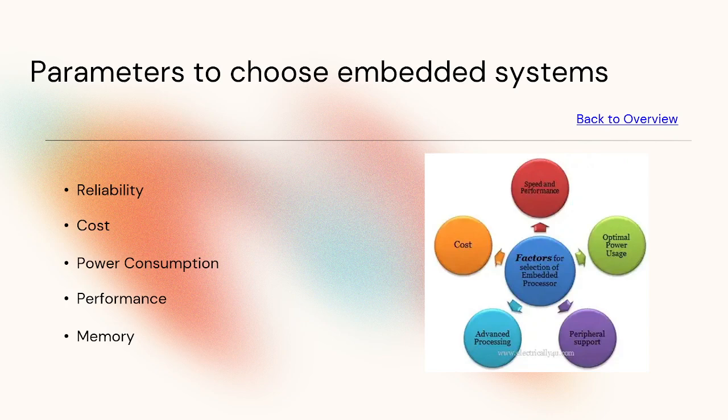Here are the factors that are considered for selecting an embedded system. Speed and performance are very good, with optimal power usage, cost, and advanced processing, and peripheral support, which is in the architecture. The peripheral supports are very good.